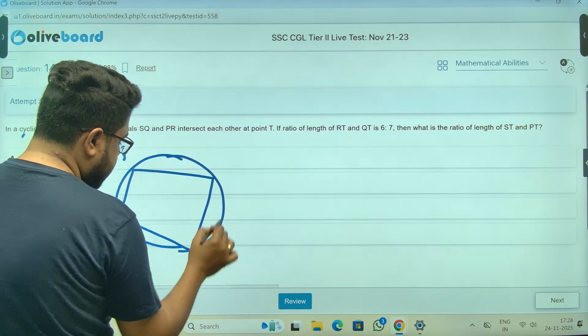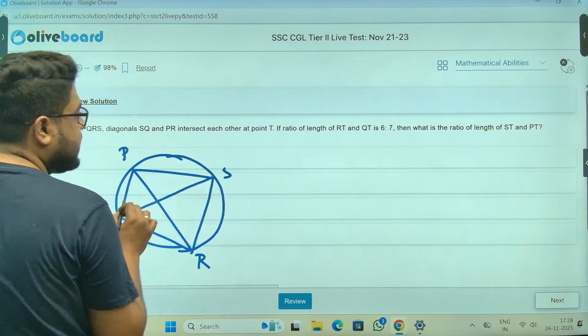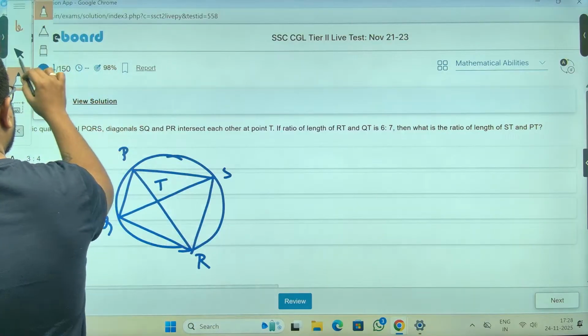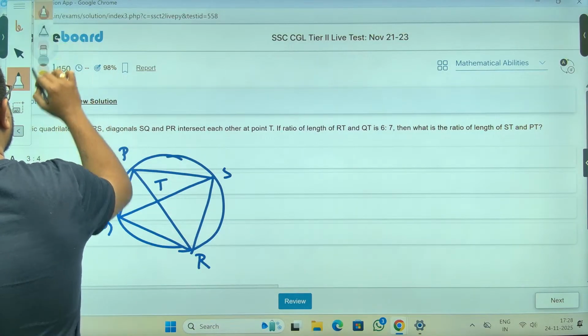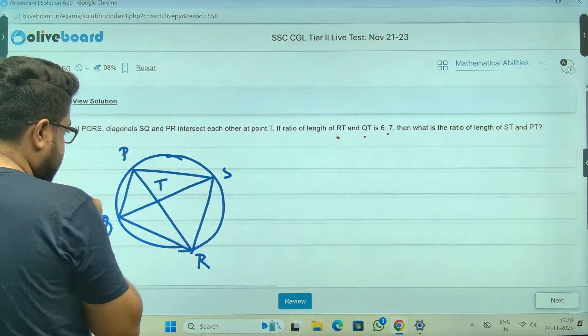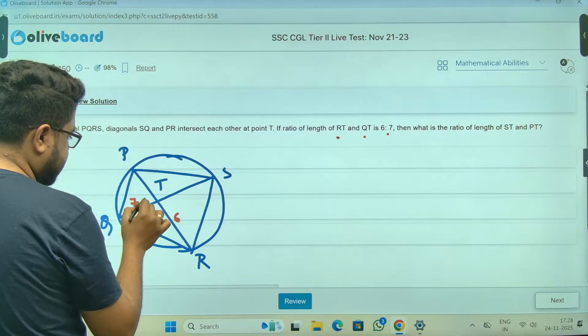PQRS. Diagonals are these two. They are intersecting at a point T. Okay. What are they saying, sir? They are saying RT and QT is 6:7. RT is 6 ratio, QT is 7, sir.